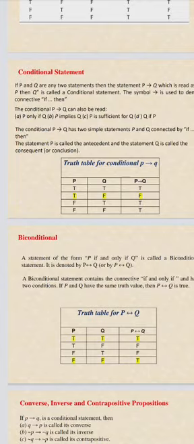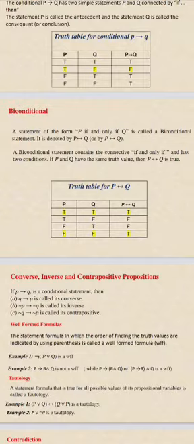Next, the truth table for the conditional P implies Q. Here are the P, Q truth values. For P implies Q: true true is true, true false is false, false true is true, and false false is true.